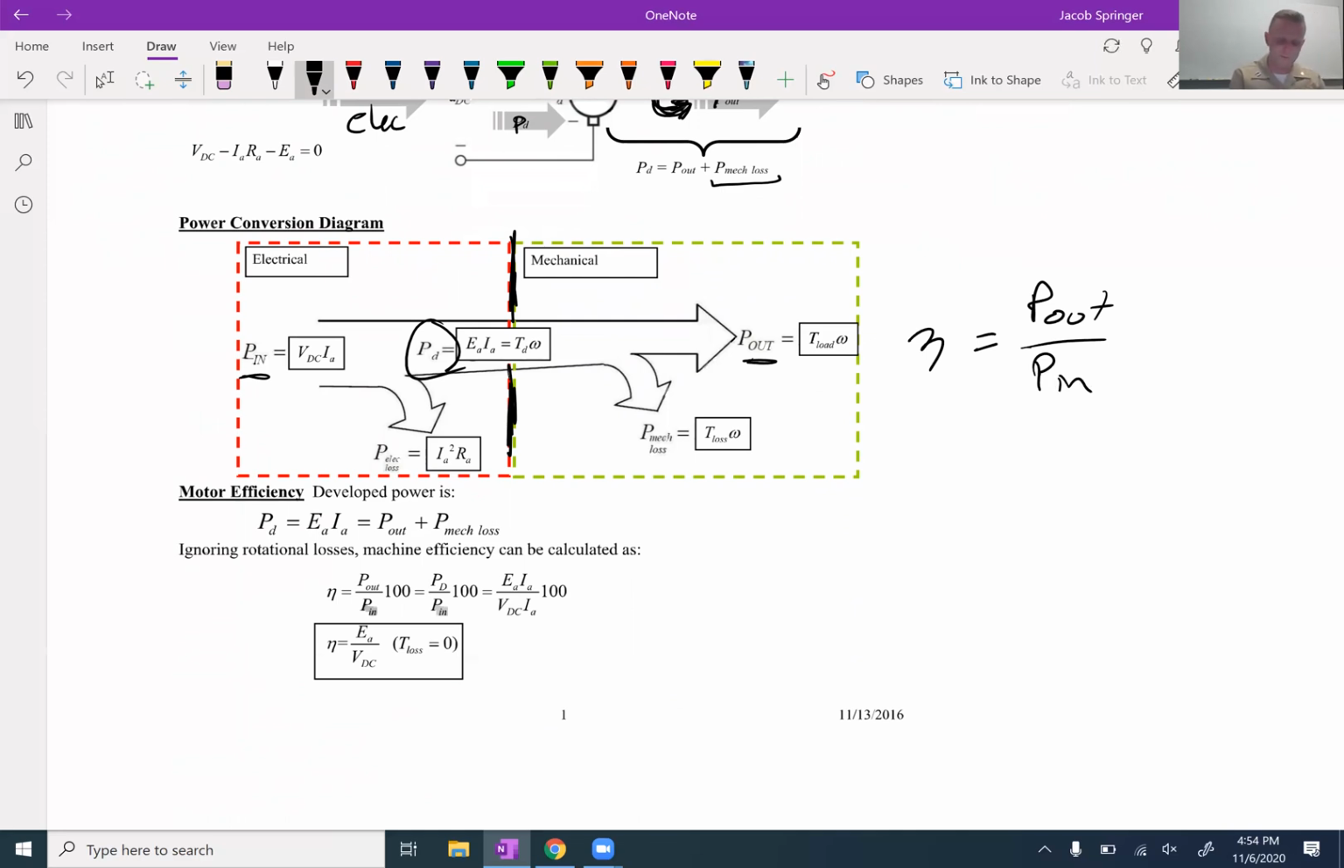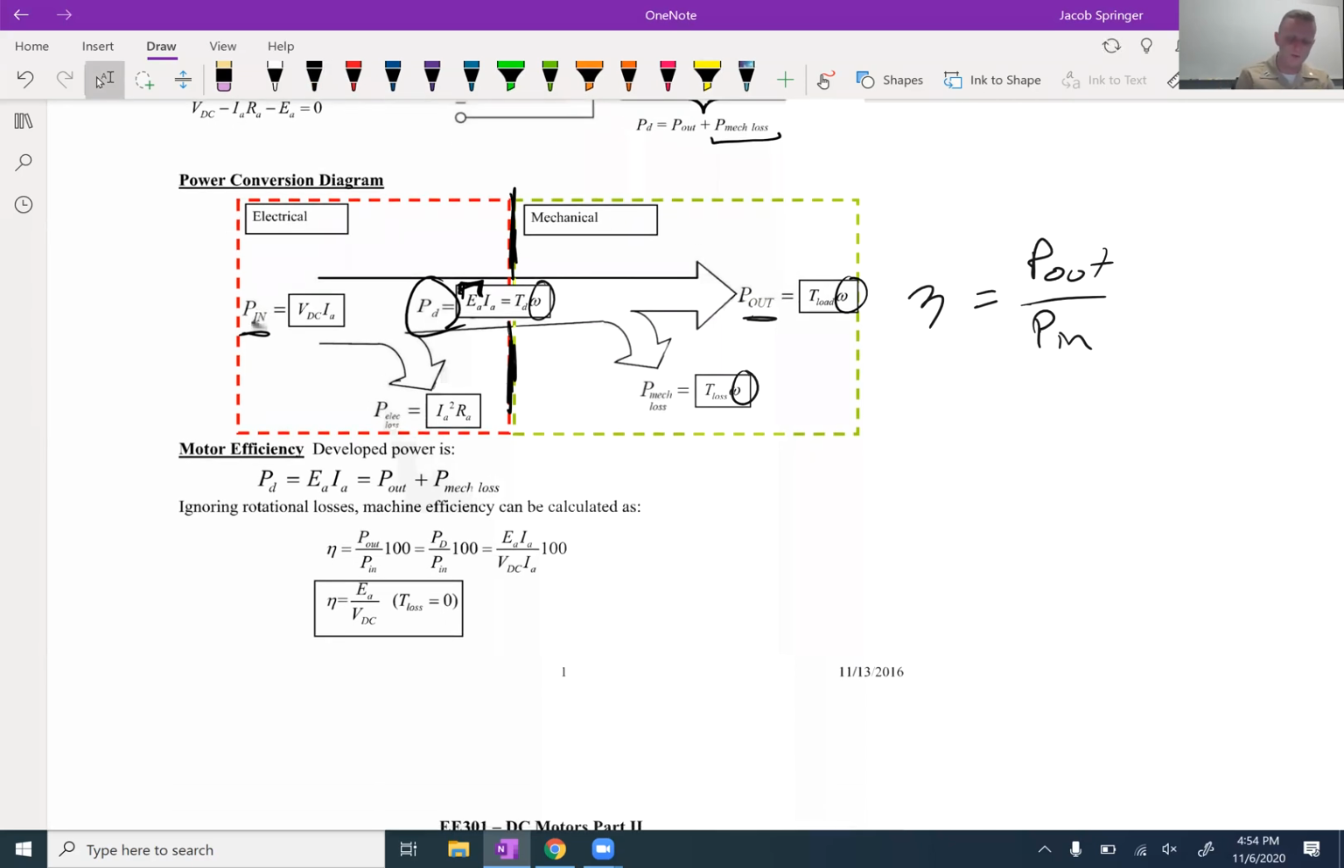We lose some stuff along the way. Here's the omega. That's the rotational speed of the motor, right? And that power developed is dependent upon the E induced, which is dependent upon rotational speed. Here's my E induced, EA. And sometimes we'll ignore rotational losses. If we say ignore rotational losses, it's saying ignore this.